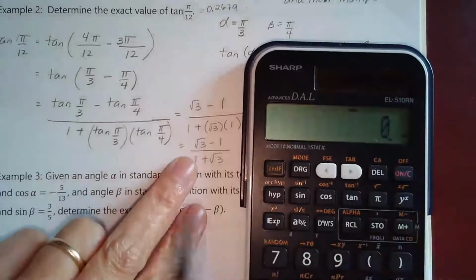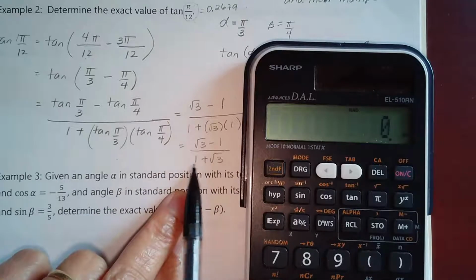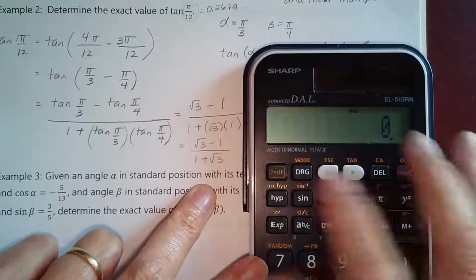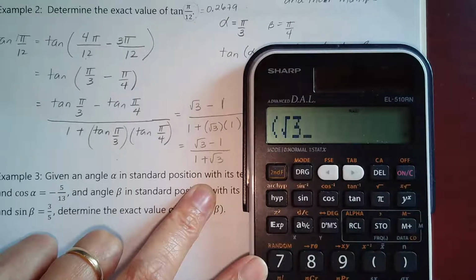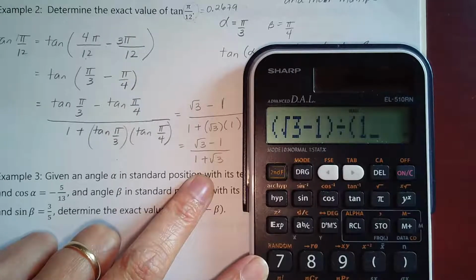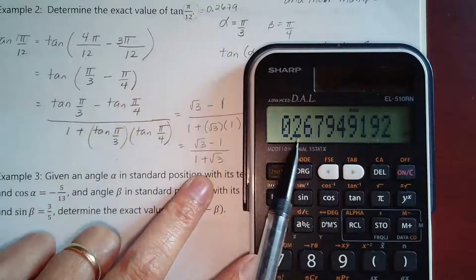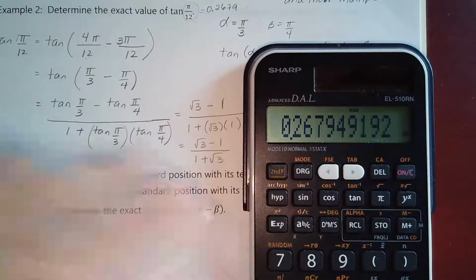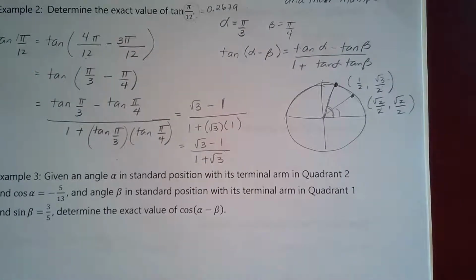It's the same answer. So I'm going to go root of 3 minus 1 divided by 1 plus root of 3. So let's do that. Okay, root of 3 minus 1 divided by 1 plus root of 3, and we get the same thing, 0.26. So that one was good. It was really good.